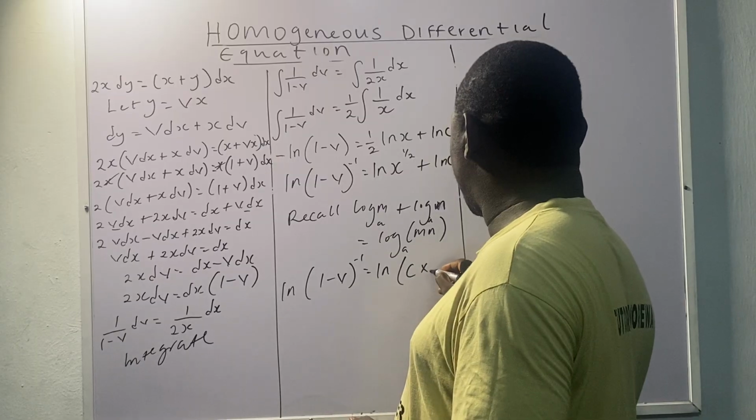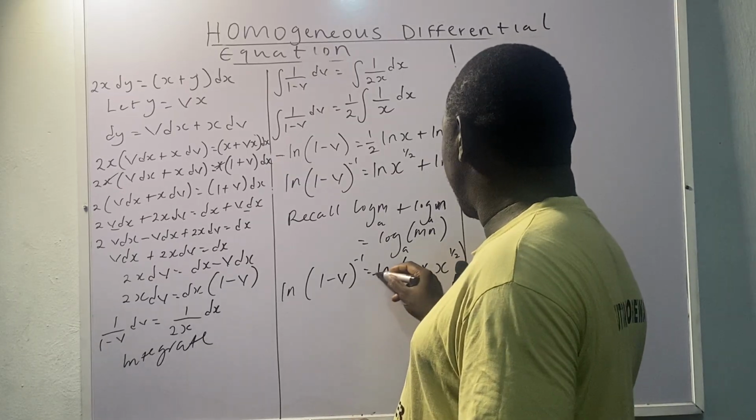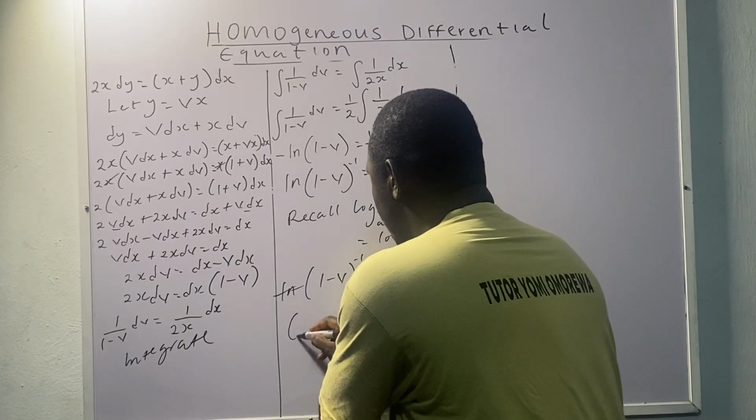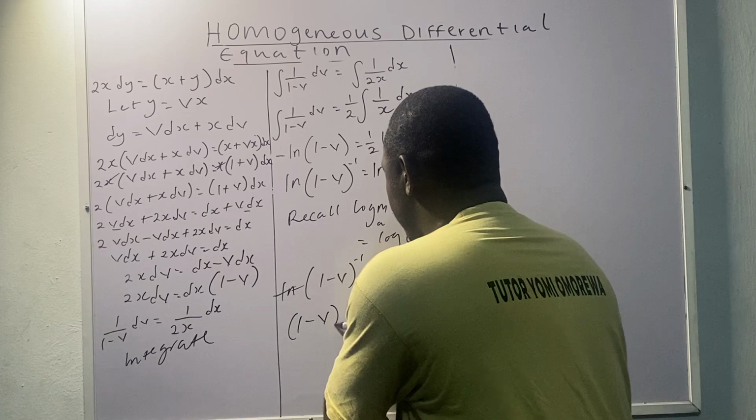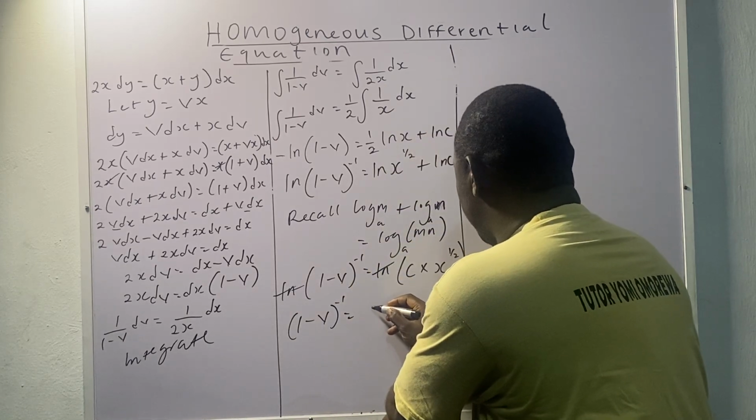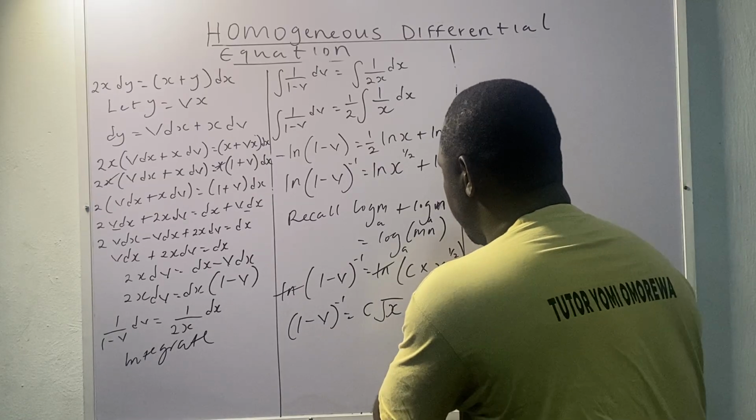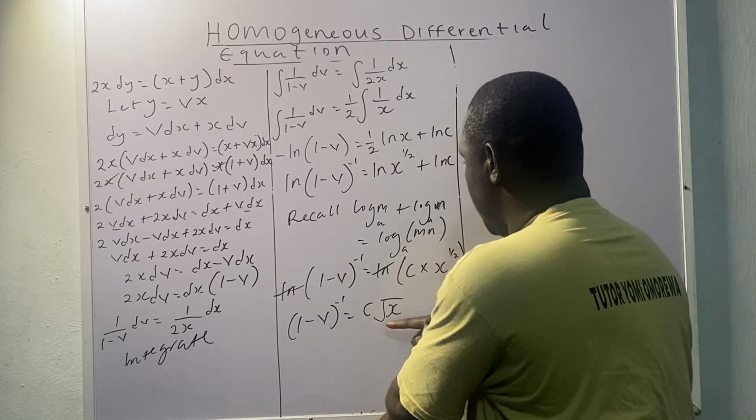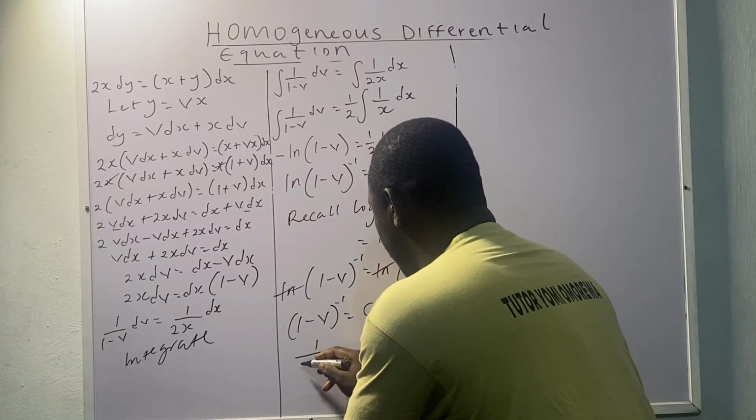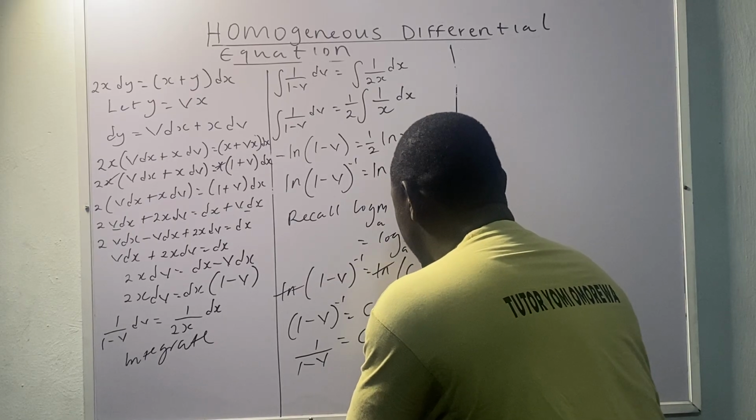So the same thing here, log 1 over this is equals to log what? C times this. So that this cancels this, and then you have 1 minus v equals to, let me say, c square root of this. This is what you have. So this is the same thing as 1 over 1 minus this is equals to this.